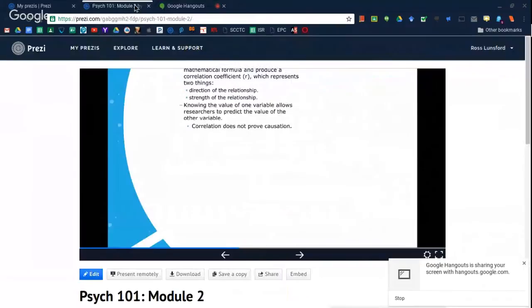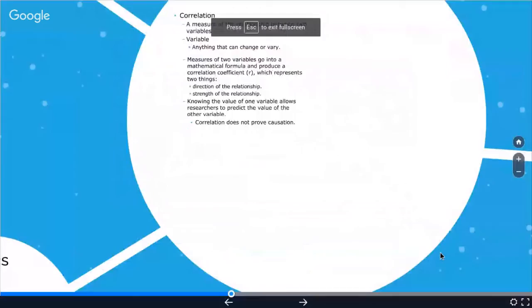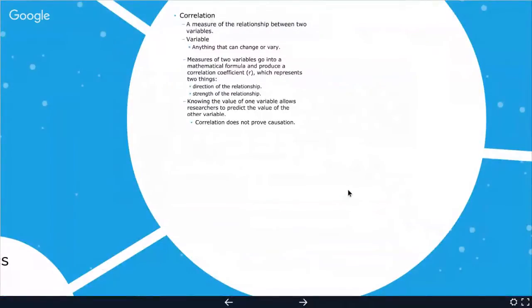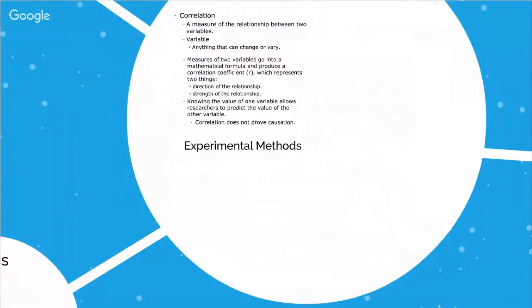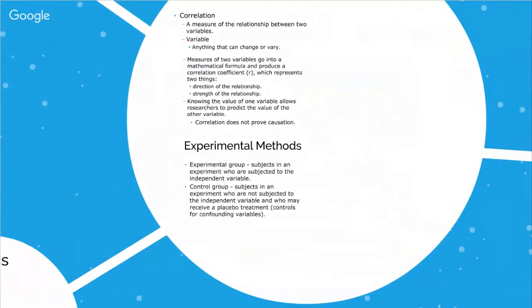Okay, so where we left off on Friday was just finishing talking about correlation. So now we're going to move on to experimental methods. We're going to start talking about the experimental group and the control group. These are the two main groups you're going to have in any psychological study.